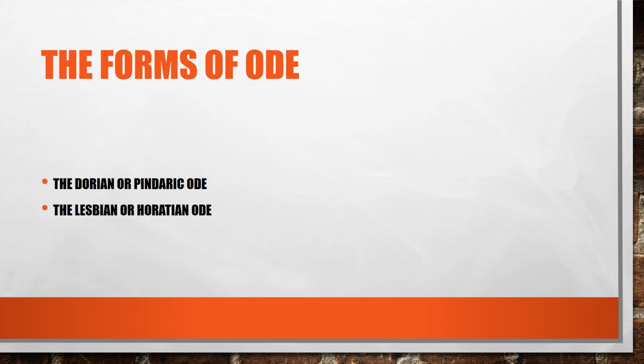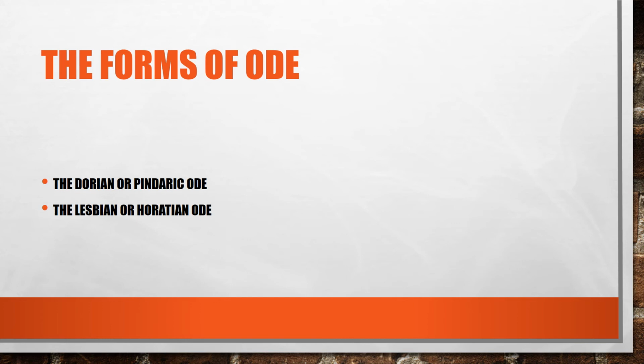The Greek ode had two forms, the Dorian or Pindaric ode, and the Lesbian or Horatian ode. The Dorian ode is so called from the district and dialect in which it arose. Like many other important forms of poetry, the ode had its birth in ancient Greece, and Pindar, a Greek poet, is the great writer of odes in antiquity. Because of the sublime and soaring qualities of his poetry, Pindar was compared to an eagle.